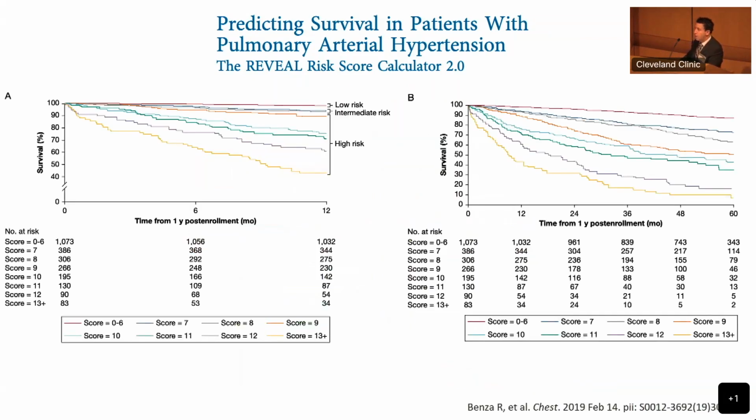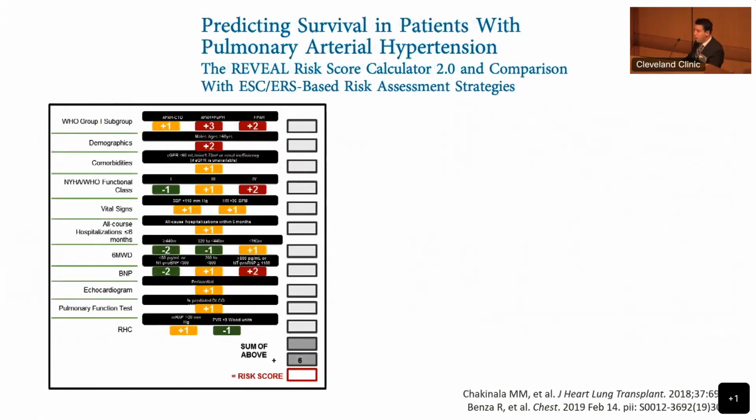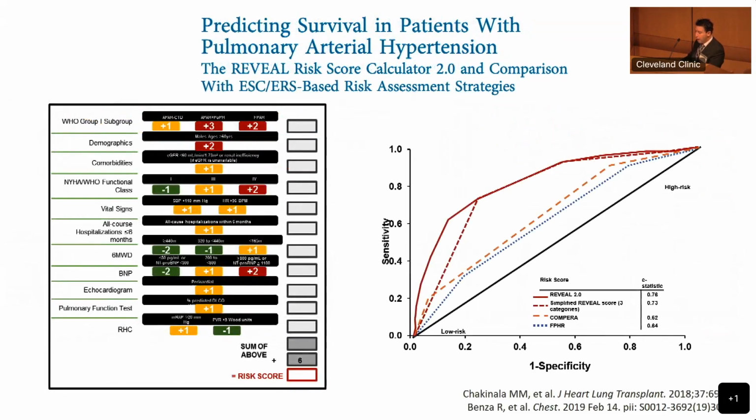And you could see here that the REVEAL risk calculator, again, resulted in good discrimination in prognostic outcomes, in which those who scored a 0 to 6 were considered low risk, 7 to 8 intermediate risk, and 9 and higher were high risk. And this, again, good discrimination, both short-term at 1 year and long-term at 5 years here on the right. When compared to the European models, actually looking at the ROC curve, you could see that the REVEAL 2.0 actually had a higher discrimination value with a C index of 0.76, again, compared to the other models.